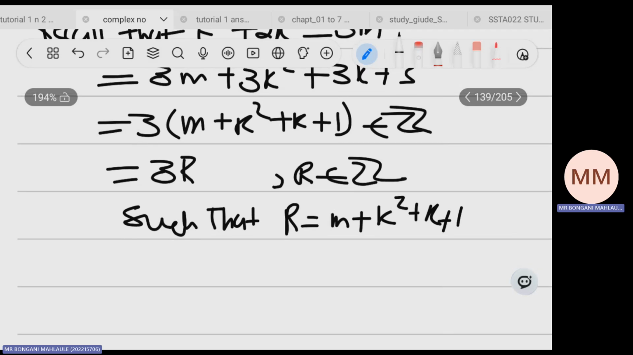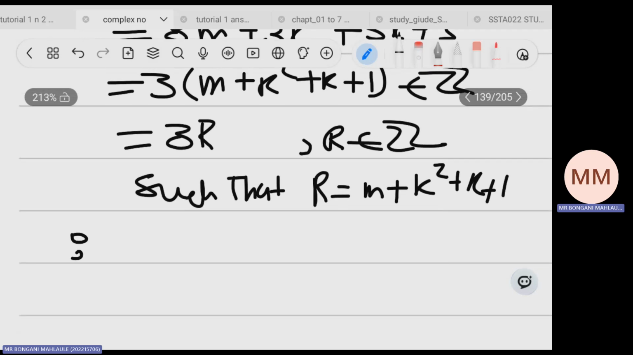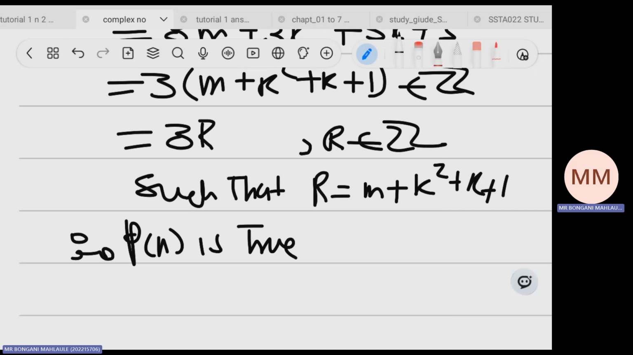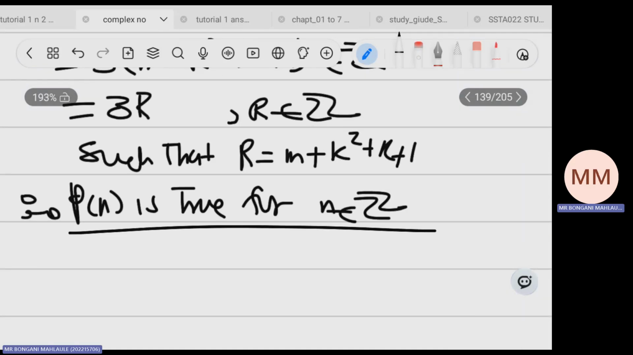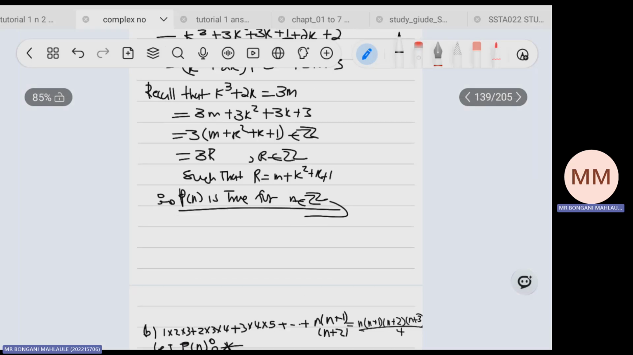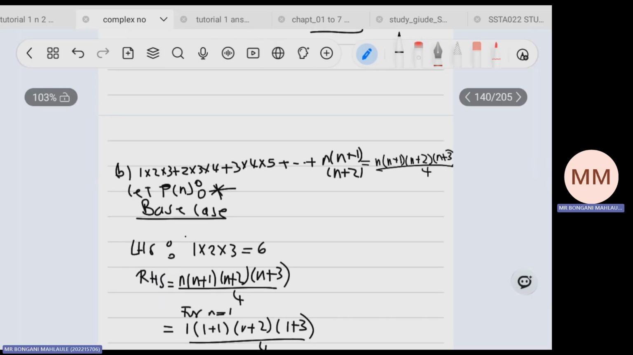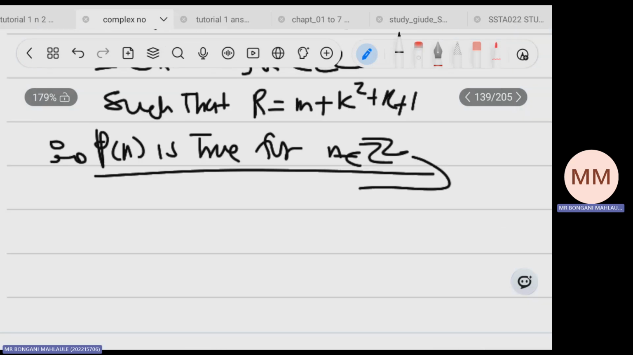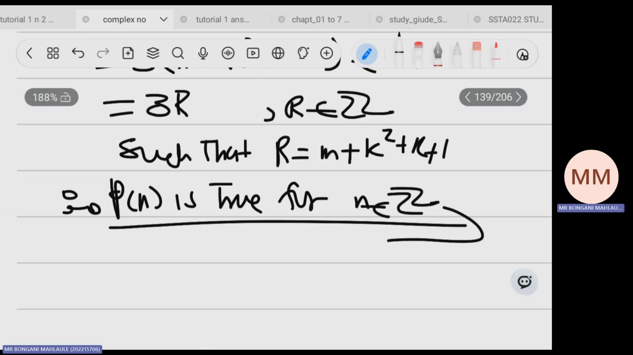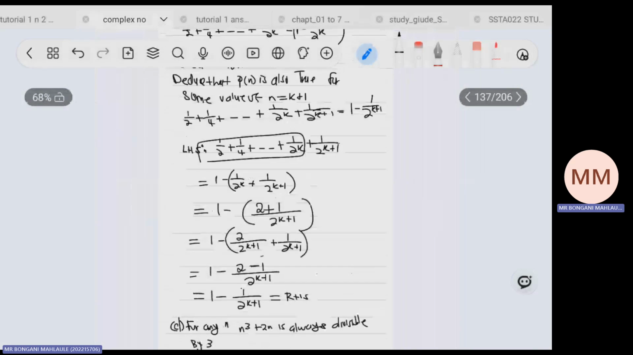So we can see that this is a multiple of 3, therefore P of n is true for n being an element of integers. I've already shown how you conclude in the last class. So you will check how you can conclude better if this is not the way they are doing it in class. The letter E.